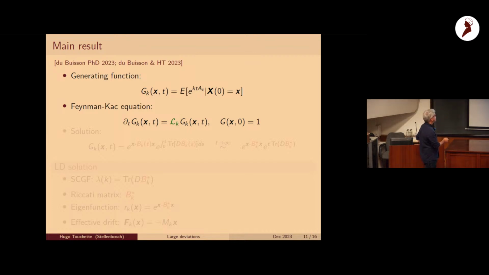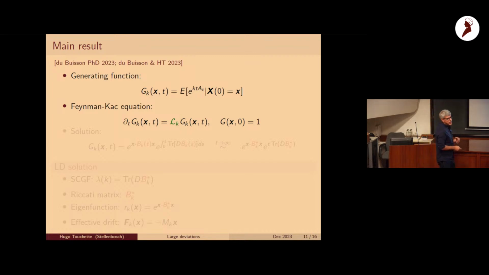So this is the generating function, the exponential expectation. You have k, and this is the observable, which is integrated up to the time small t, and then you condition on starting at a specific point at time 0. So this is the generating function for that specific initial condition, and then up to time t.